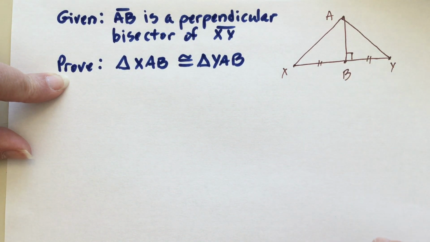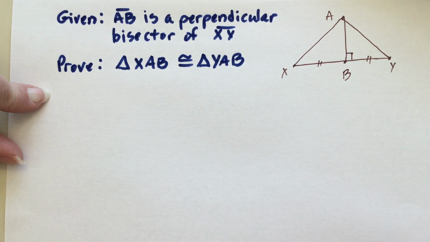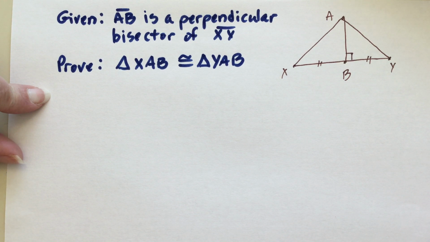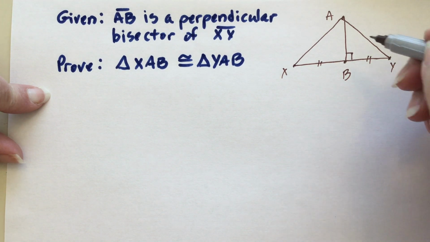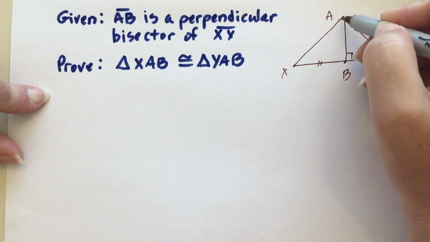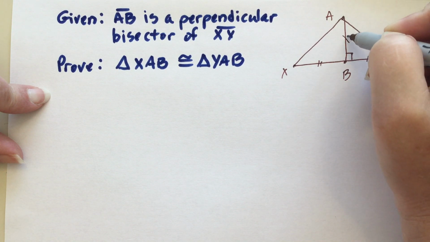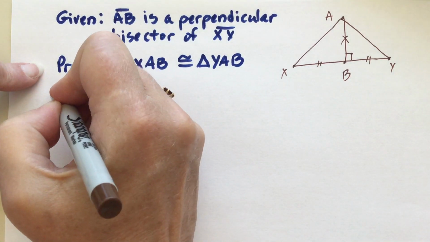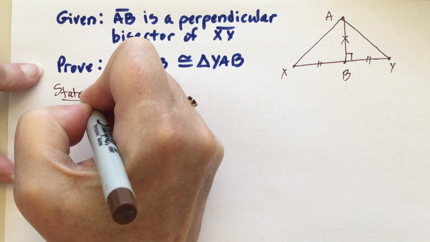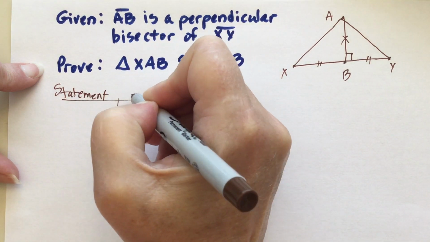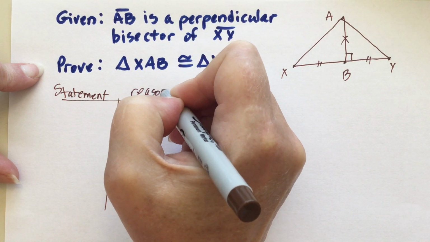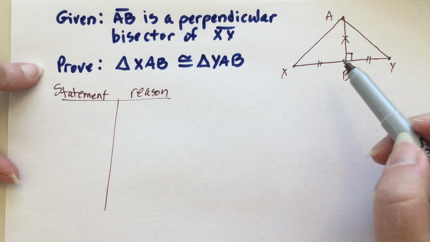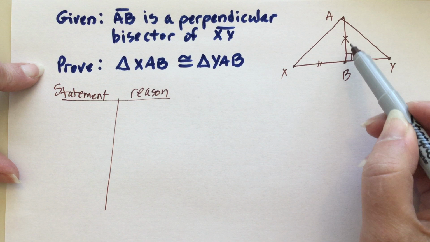When I see a right angle, my mind thinks hypotenuse leg, but hypotenuse, XA, I don't have a way to get that. I do, however, know that side AB is congruent to itself. So when I write my proof, statement, reason, I think I'm going to be able to prove those triangles are congruent by side, angle, side.